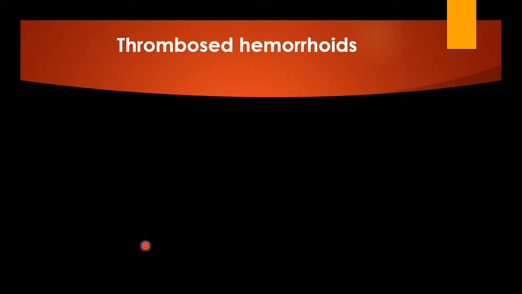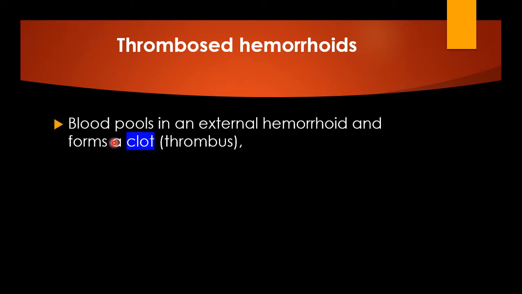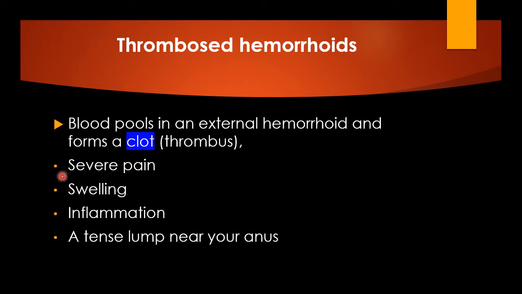The third category we can include is the thrombosed piles or thrombosed hemorrhoids. When the blood in the external hemorrhoid veins clots, that is known as a thrombus, and such a hemorrhoid is known as a thrombosed hemorrhoid. This usually causes severe pain in the anal region, swelling, inflammation, and a tense lump near your anus. External thrombosed hemorrhoids are usually found around the anus as a tense lump.